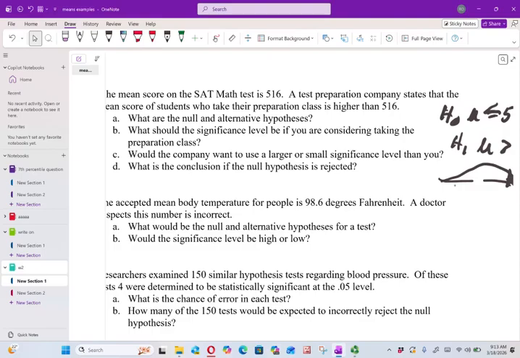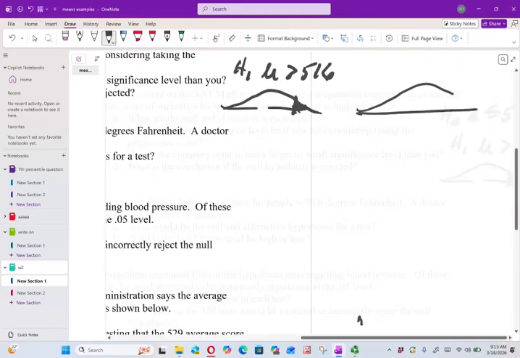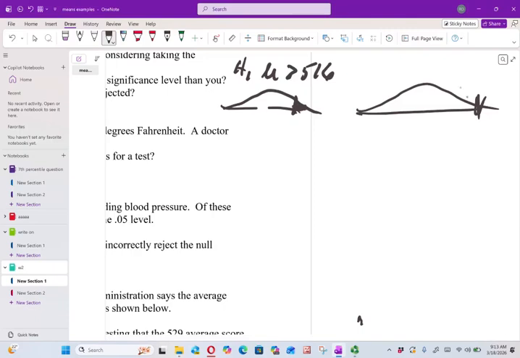Their alpha level is going to be bigger. They're going to be at 0.05 or even 0.1. You want to be out here. They want their rejection region to start here. So a hypothesis test is a tug of war between who's doing what to whom.